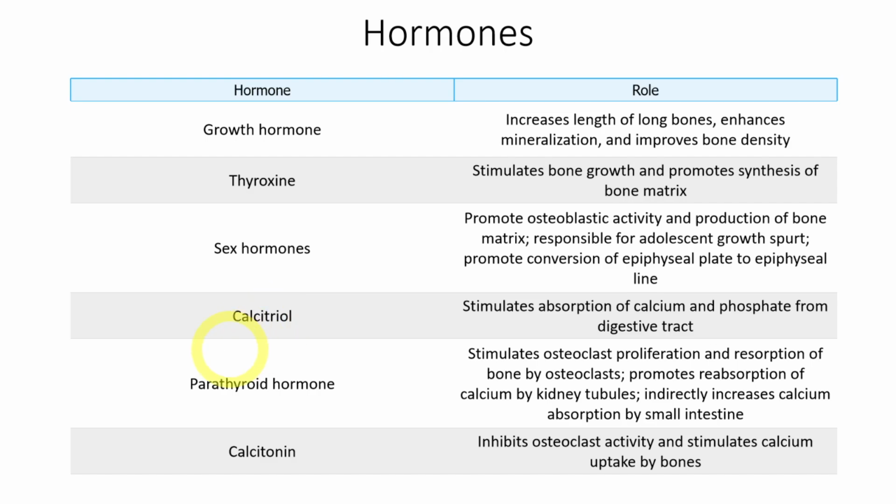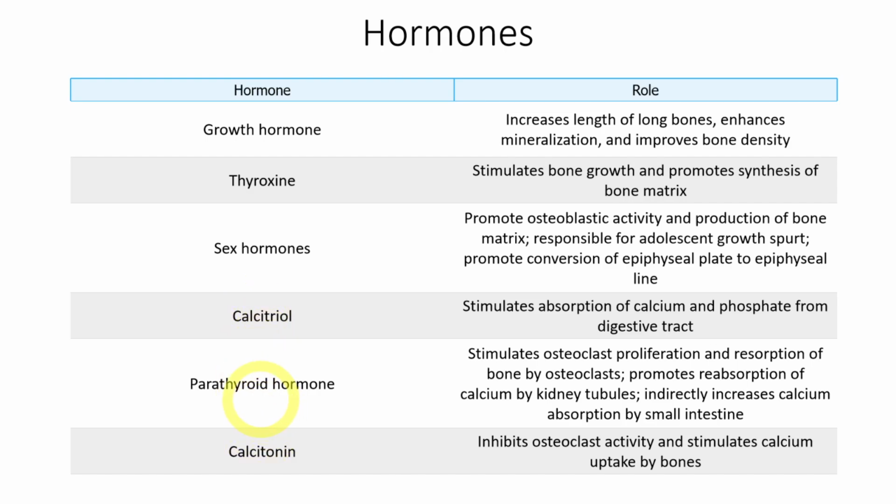Calcitriol is more like a daily thing the bones are exposed to. It stimulates the absorption of calcium and phosphate from the digestive tract and sends it straight to the bone. So calcitriol makes the bones nice and healthy and have more matrix on a daily basis.